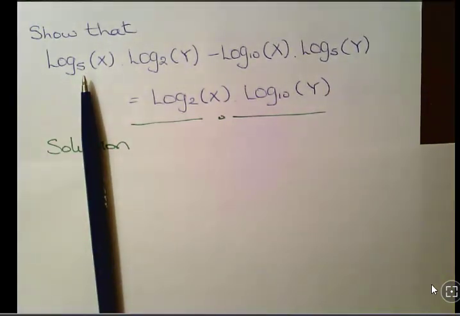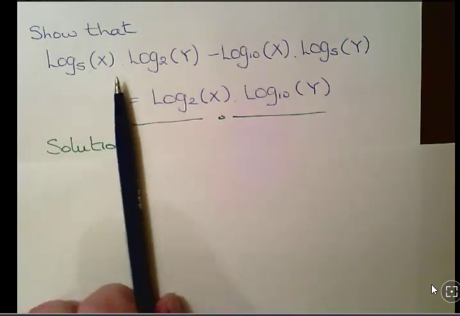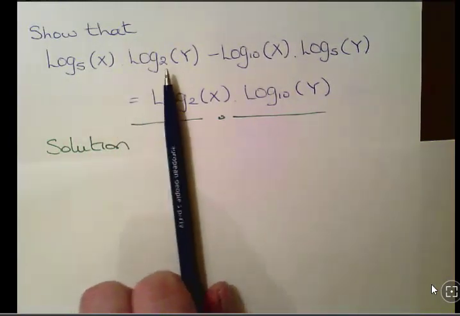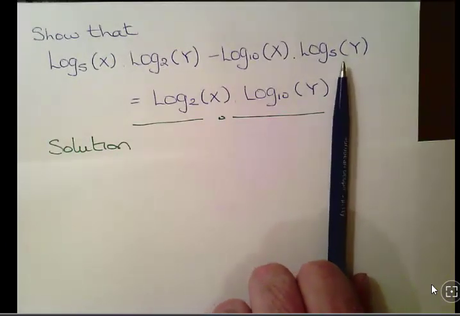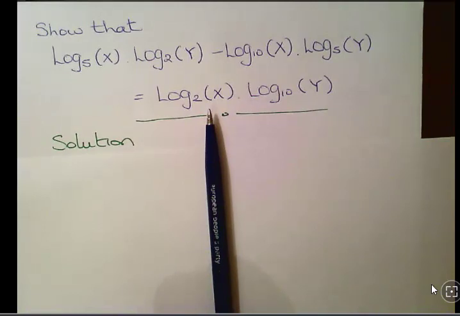So log of x to the base 5 times log of y to the base 2, minus log of x to the base 10 times log of y to the base 5. What we have to do is show that that is equal to log of x to the base 2 times log of y to the base 10.